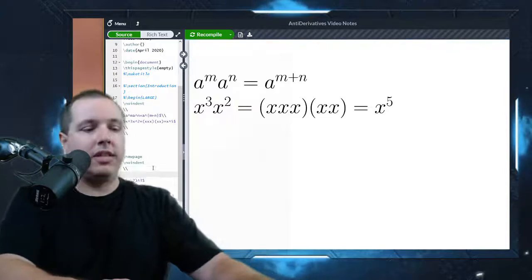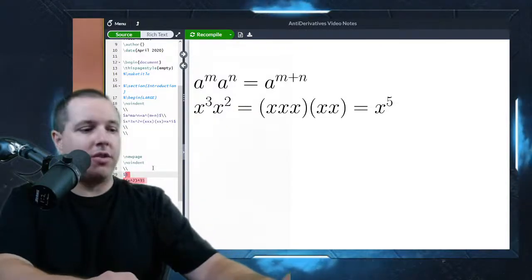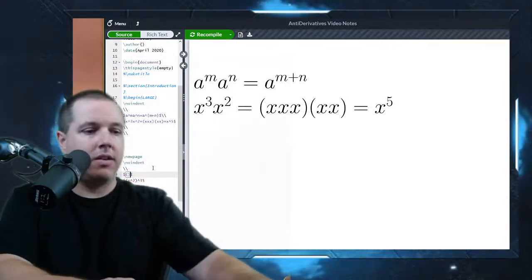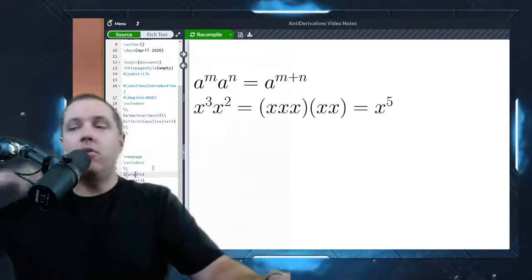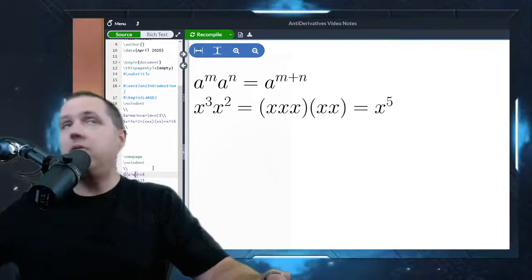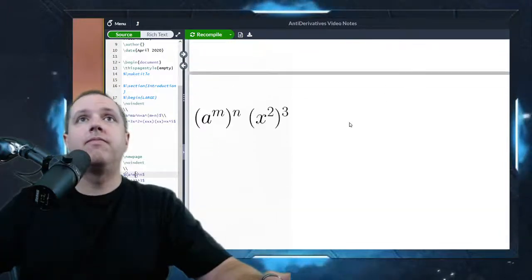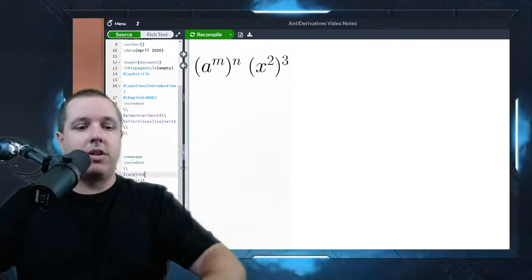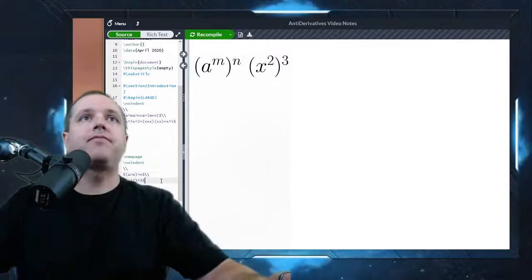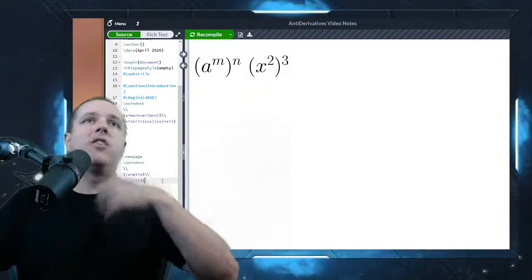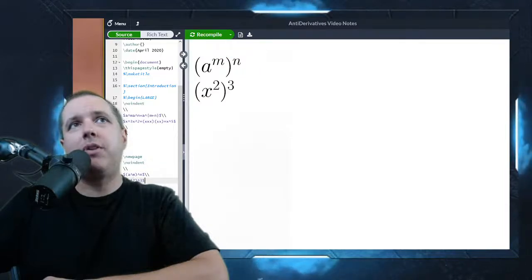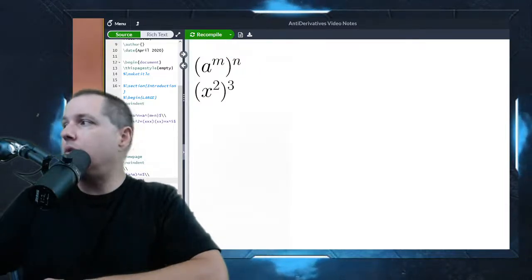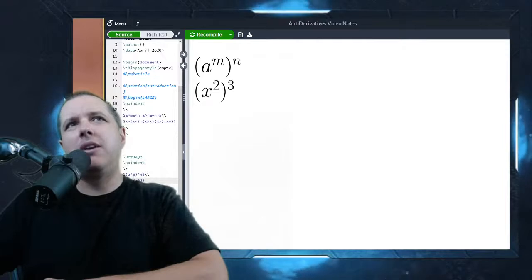And in general, let's look at what our general form would be. So what if I had a to the m raised to the n? And I'll put it on a different line. Okay, well, here, notice how I just made myself another simple example. X squared cubed. Okay, well, what would that mean? What does it mean to take x squared and then cube it?